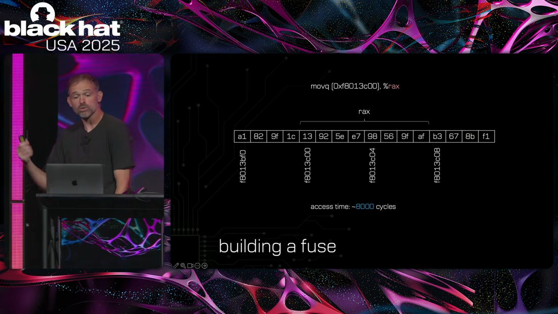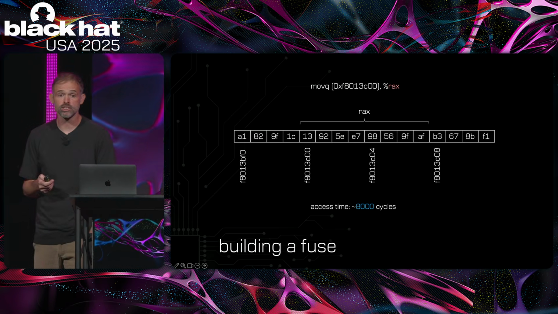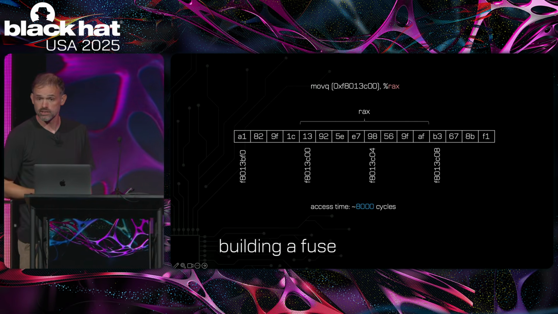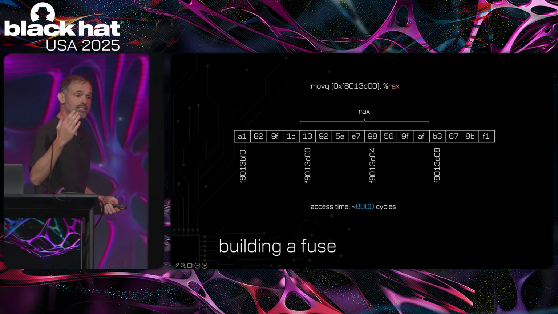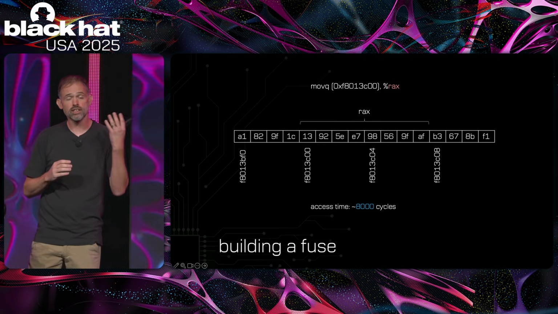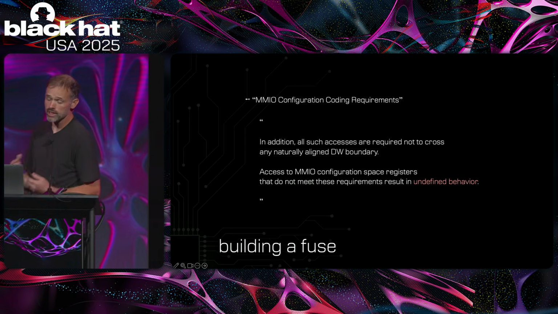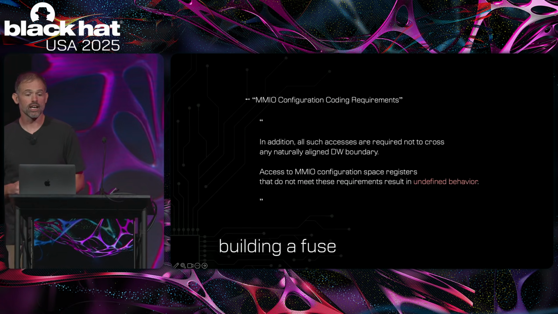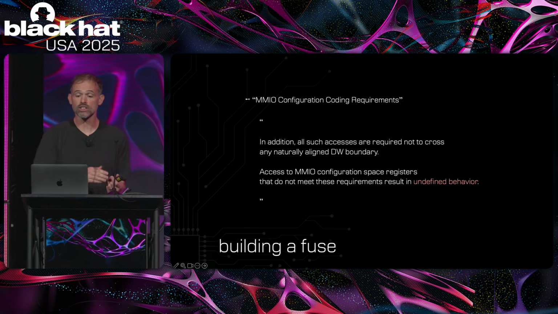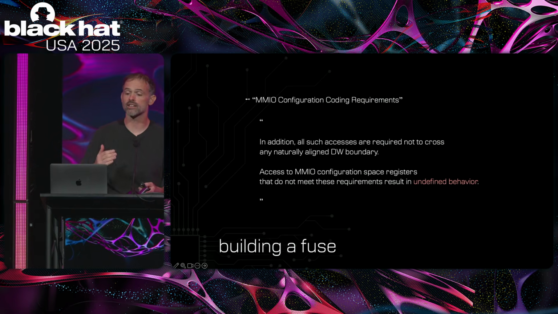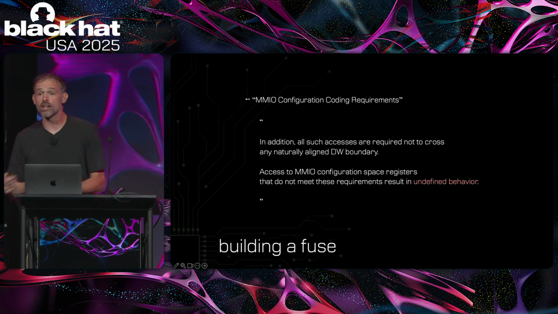It turns out it works. What if we try to read into an 8-byte register instead that it says we can't read into? We can try that, and it actually takes 8,000 cycles, now twice as long. What that means is that that 8-byte access is probably being broken into 2 different 4-byte accesses, and now taking twice as long. So then, well, we're getting closer. What else can we violate? Well, the specs also say that, in addition, all such accesses are required to not cross any naturally aligned D-word boundary. If you do that, you get undefined behavior.